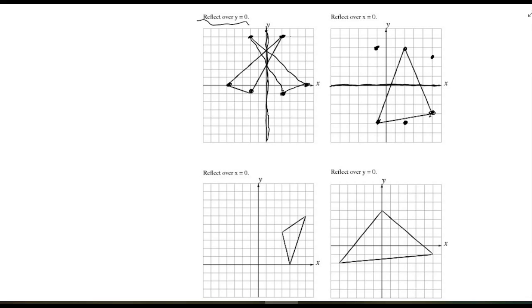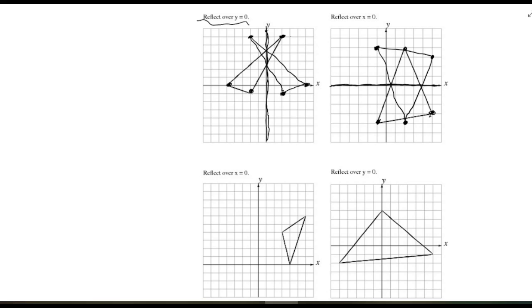So notice how the points flip. If this top point was above the x-axis, now it's below it. And if these 2 points were below the x-axis, now it's above it. So when we go to trace our lines, it's flipped. It's the same triangle, same shape, same angles, but it's just flipped over the x-axis. It's pretty much just upside down.